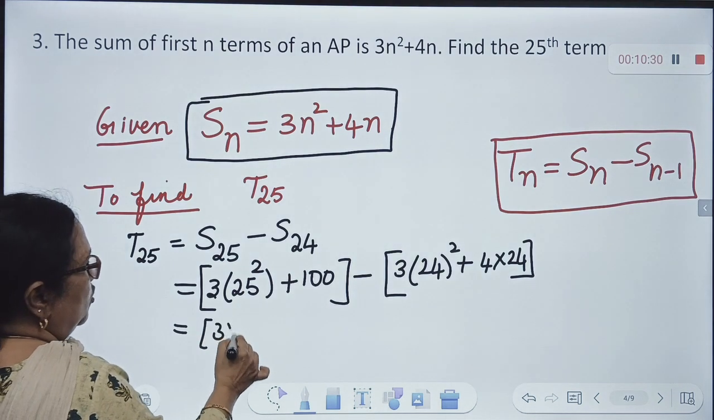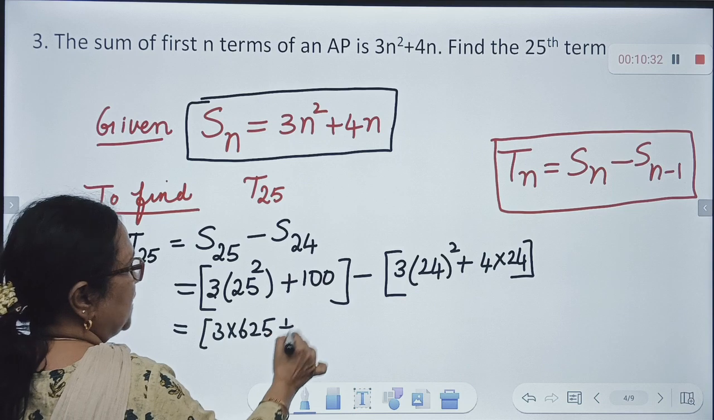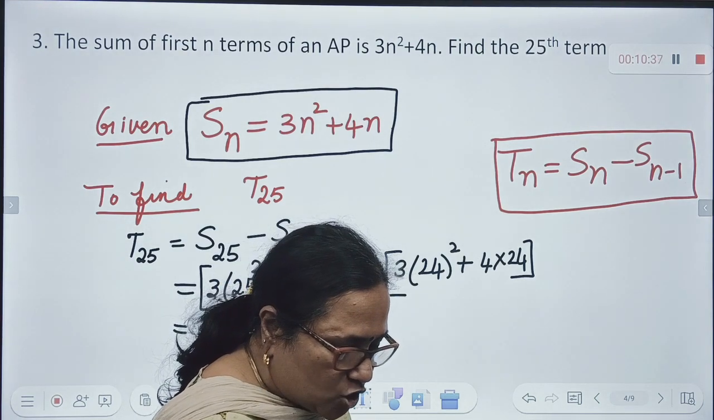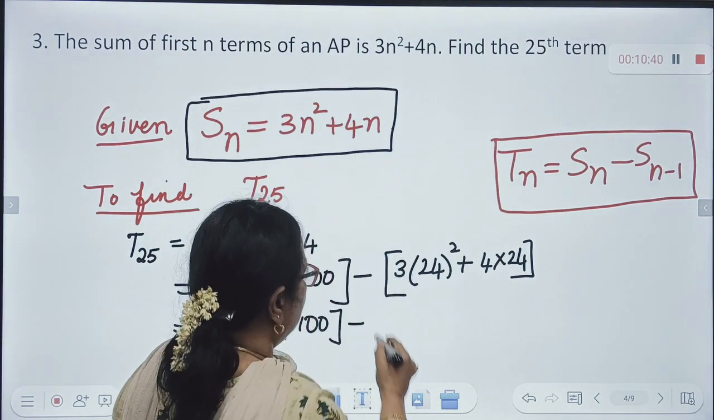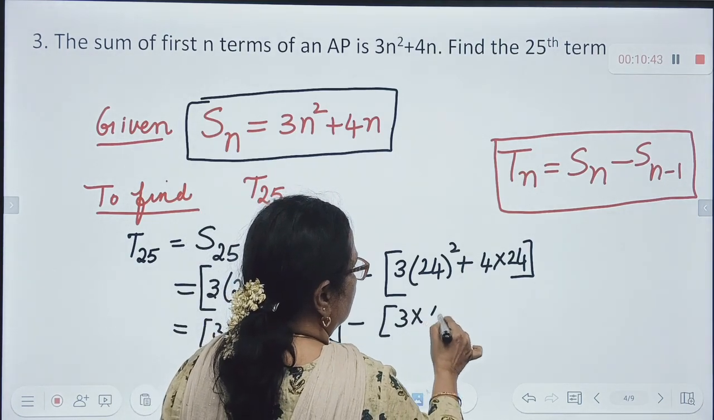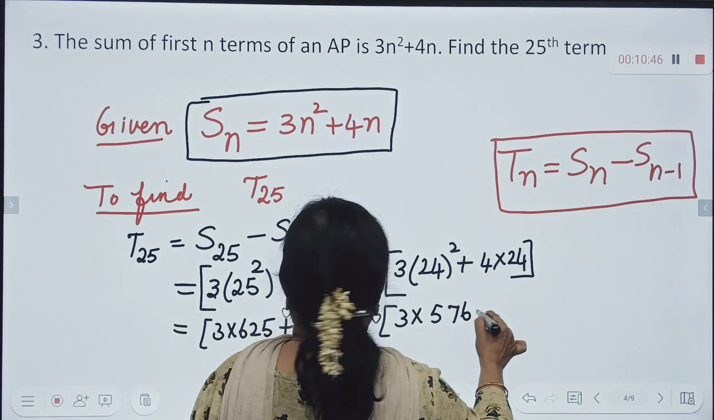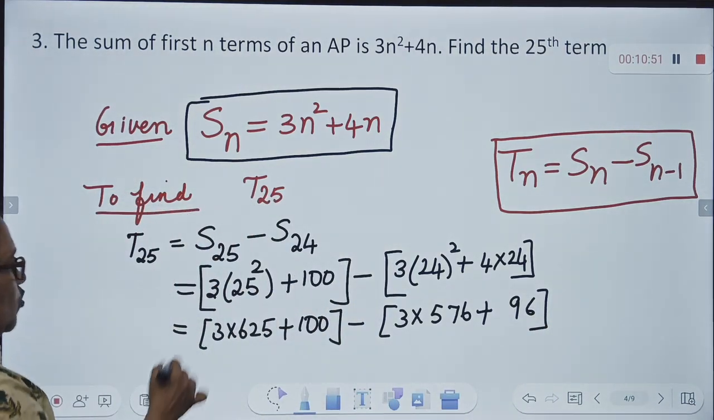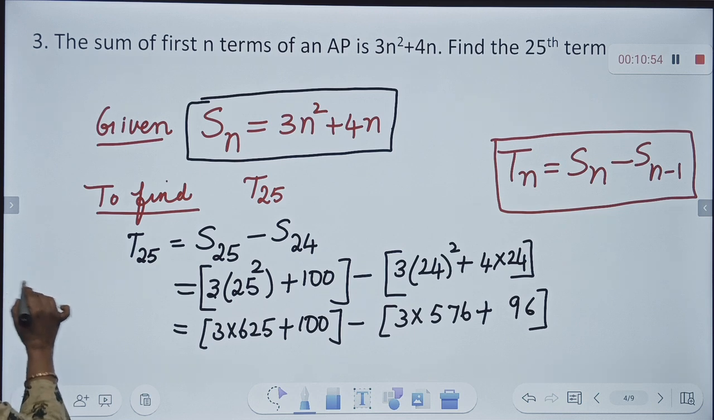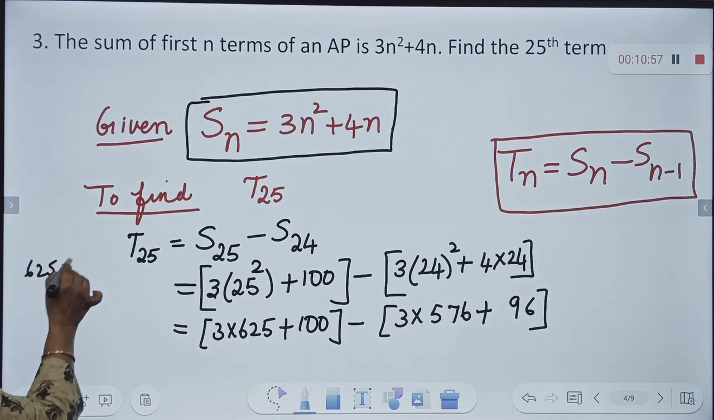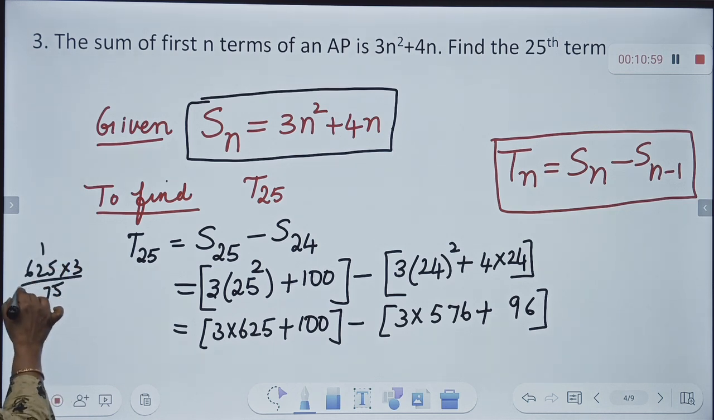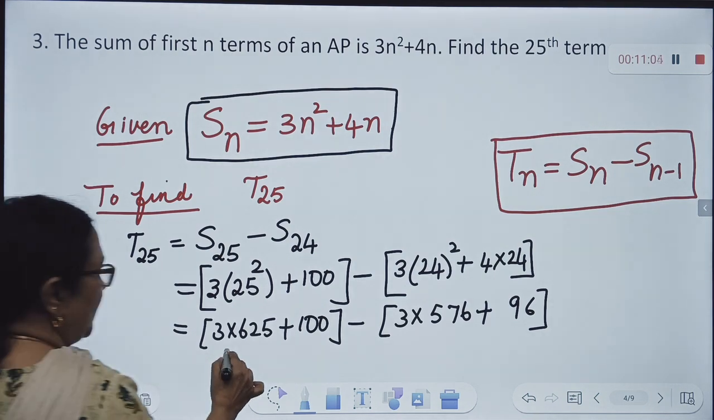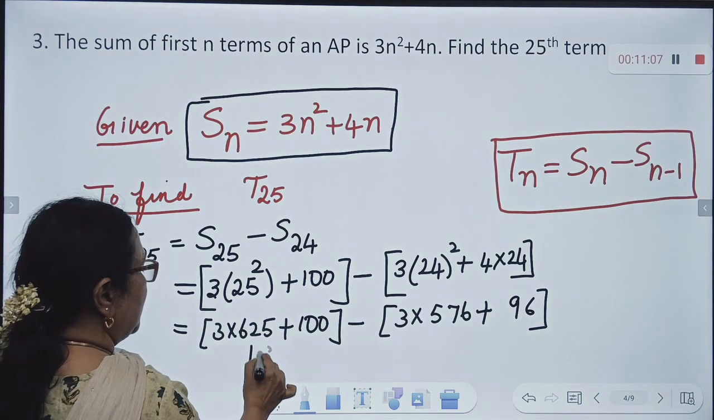This is 3 into 625 plus 100 minus 3 into, what is 24 square? The 24 square is 576 plus 96. So what is 3 into 625? 625 into 3 is 1875. So 1875 plus 100 is 1975.